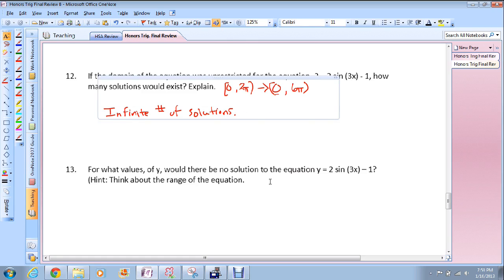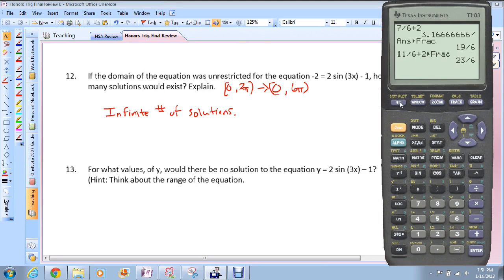And number 13 says, for what values of y would there be no solution to the equation y equals 2 sine of 3x minus 1. So we don't know what the y value is. So I'm asking, what y values would it never equal? Well, if you refer back to the graph that we graphed in number 10, I'm going to pull up here on the calculator.